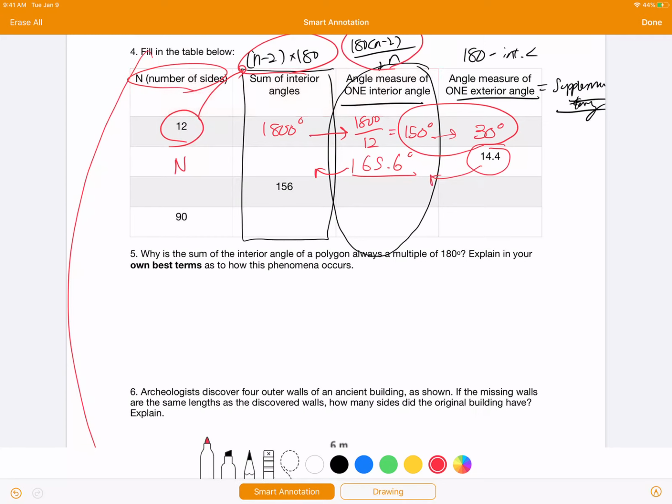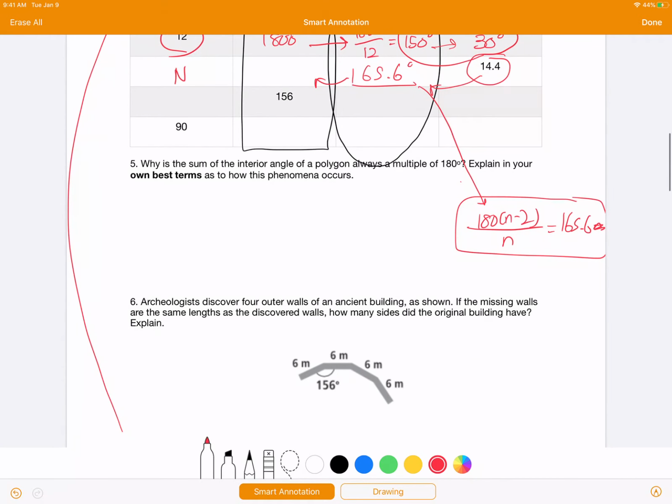What I mean by that is the work for this, I'm going to write it here. 180 times n minus 2, the sum of the interior angles, divided by n, should give you 165.6. And this is a simple equation that you just want to solve for. So here, we're going to multiply both sides by n. So we're going to do a little bit of algebra. 180 times n minus 2 is equal to 165.6 times n. Distribute the 180 on both.